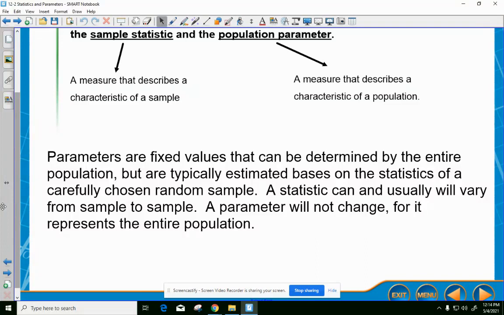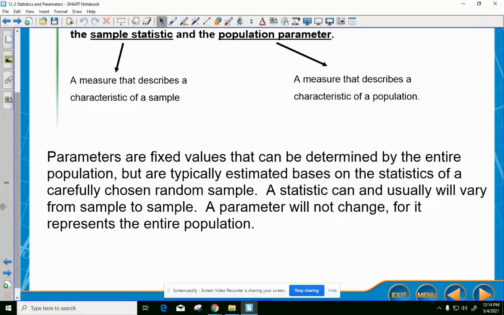So parameters are fixed. They're determined by the entire population, typically estimated on the statistics of a carefully chosen sample. Here's the important piece. A statistic can, and usually is going to, vary from sample to sample. Here's why. Every time we change the values, those statistical amounts change. The mean is going to be different in every problem because the numbers we start with are different. The mode, the median, the range, those values are going to change as the numbers change. So when we talk about statistics, they're going to vary.